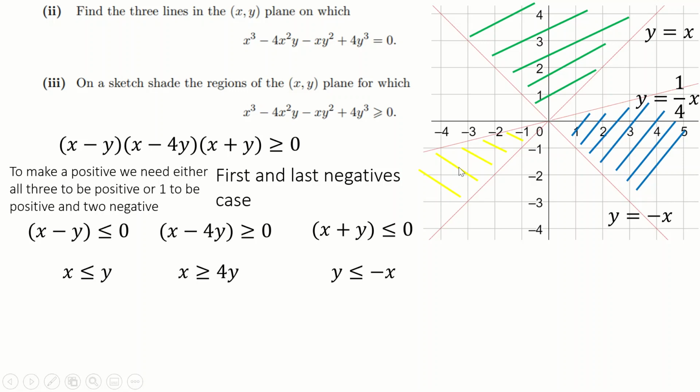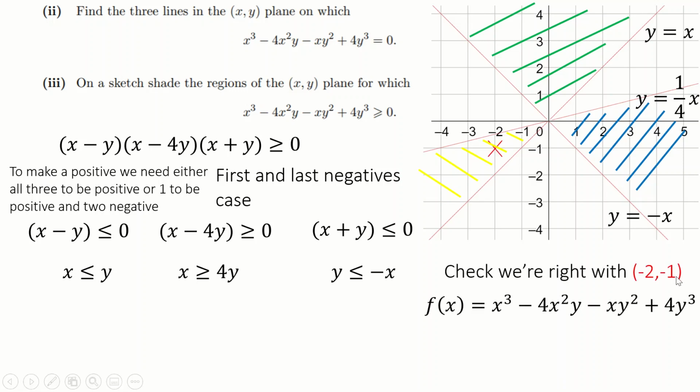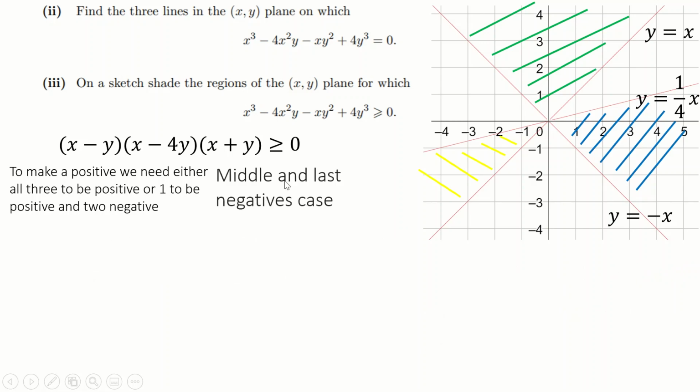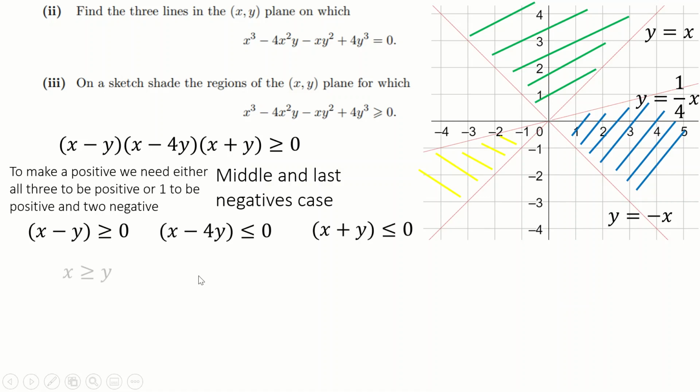So this one here. And if you wanted to, you could check that point. That's going to be more annoying to check because you don't get rid of one things immediately, but it does work out. So that's this region here. Excellent. Only one more to do, which is the middle case and the last case negative. So positive, negative, negative. That was my last case.